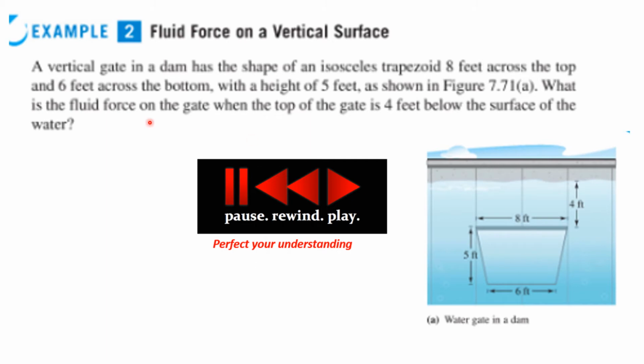But the question you have to ask as an engineer is, how strong do you have to make the gate? And so you have to say, what is the fluid force on the gate when the top of the gate is 4 feet below the surface of the water? So you see the water's up here, there's the water, and you're 4 feet below it is where that is. So there is force. Now, the force is different down here than it is up here, so this is a calculus problem. You should know what to do.